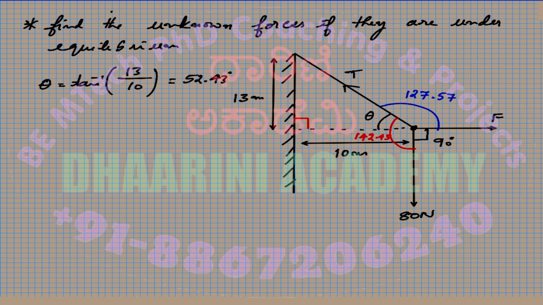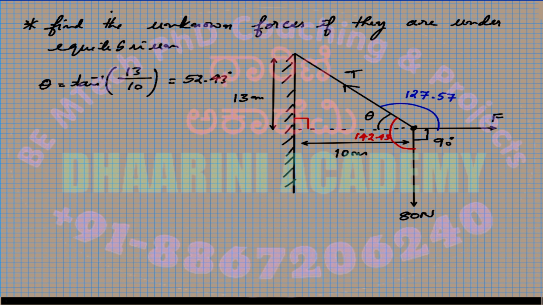Now let's try to write down the equation, because there are three forces and it's under equilibrium, so I can apply Lami's theorem. That is F divided by sine of 142.43, first force. Take any other force as a second force, that is 18 Newton divided by sine of 127.57, which should be equal to T divided by sine 90.